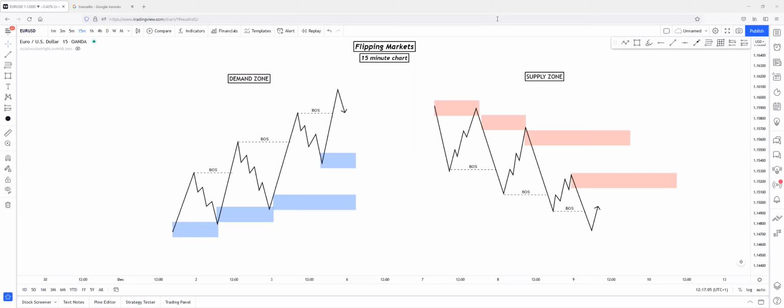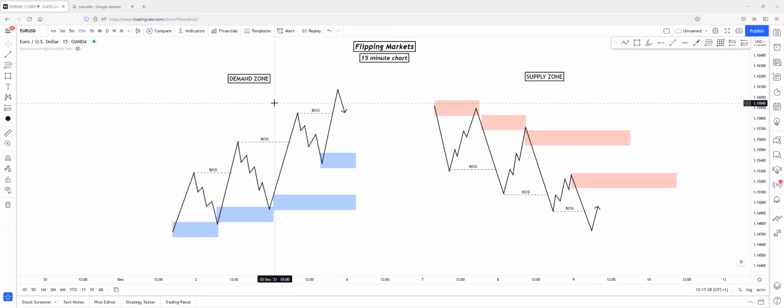First of all, what do we call a supply and demand zone? It's a zone where price rapidly pushes away from, so lots of orders were placed, which creates inefficiency. Please pause the video now and check the inefficiency video before you continue to watch this, because it's necessary to check that video before you continue.